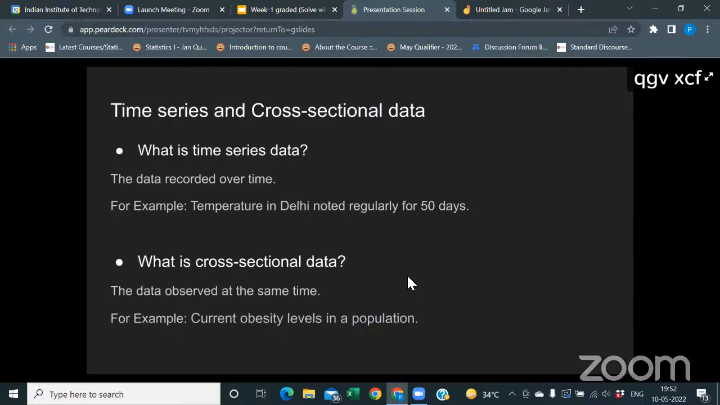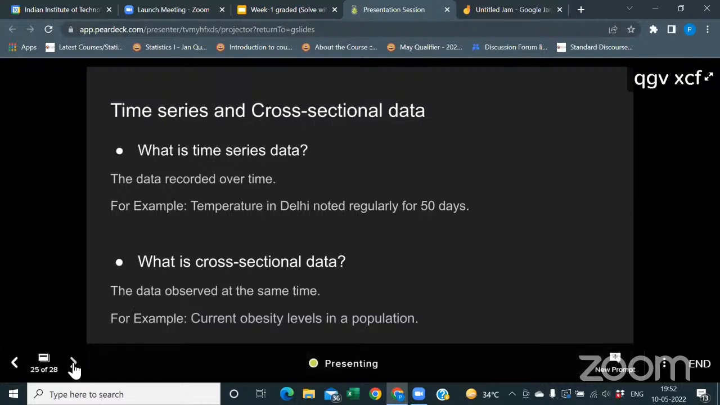Then time is fixed, time is the same, but places are different. Then it will be cross-sectional. And in time series, place can be the same, time will vary, means data will be recorded over time. Okay, is it clear to everyone? Yes, sir.